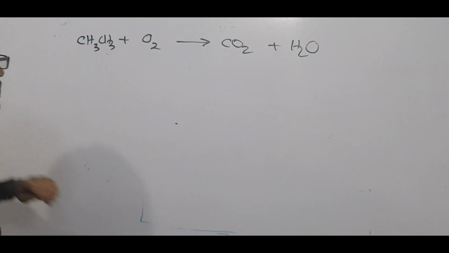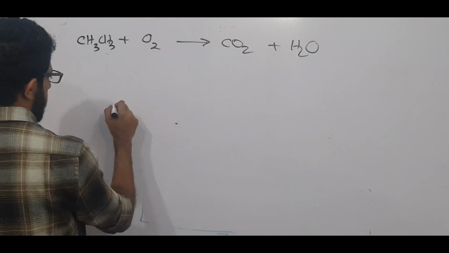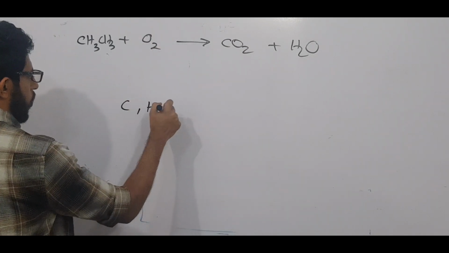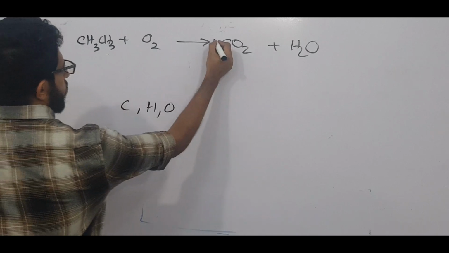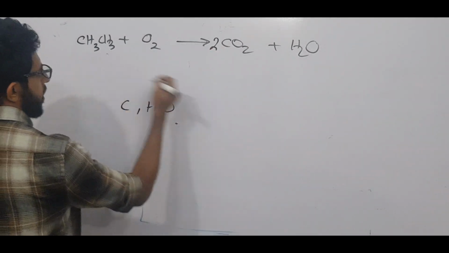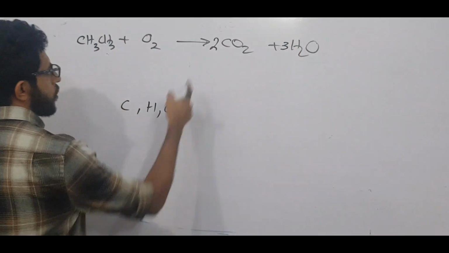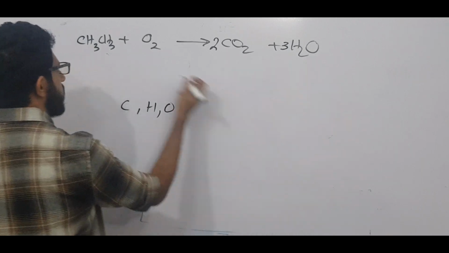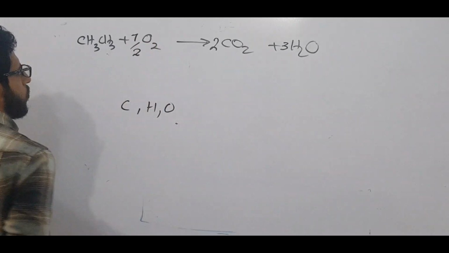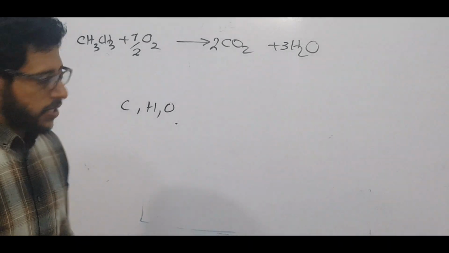Very easy. First you balance according to the alphabetical order. Carbon to hydrogen to oxygen. 2 carbon, put 2 here. Then hydrogen, 3, 3, 6. Then put 3 here. Then oxygen, 2 and 2, 4. 4 plus 3, 7. Then you have 7 over 2 O2. Right? So that is the chemical reaction.